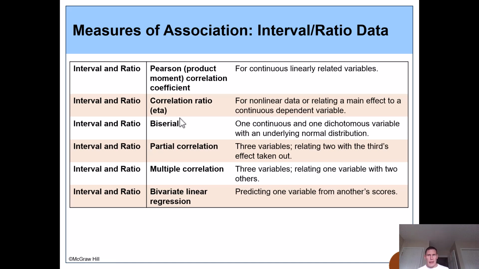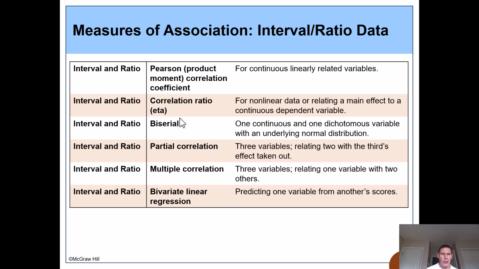So the first thing I wanted to talk about was measures of association with respect to interval and ratio data. There's a lot of different ways to measure association, correlation, association. For interval and ratio, the Pearson product moment correlation coefficient is probably the most common. And that's for continuous linearly related variables. So think about linear like a line. It just has to be a line.